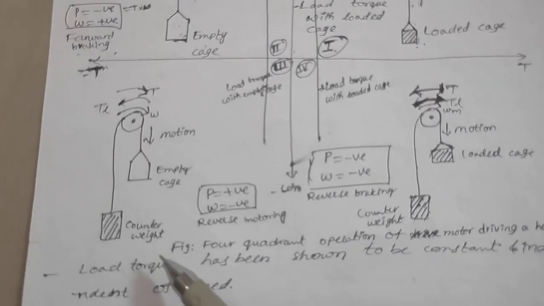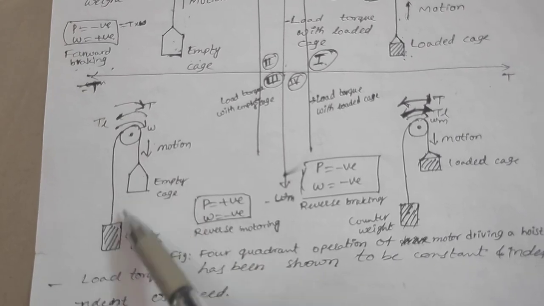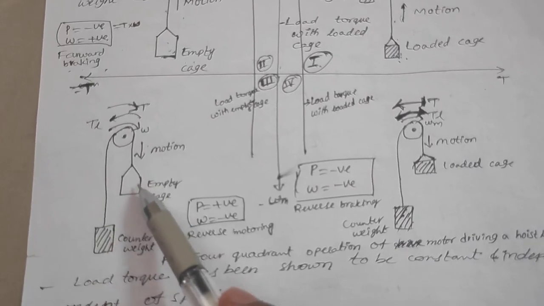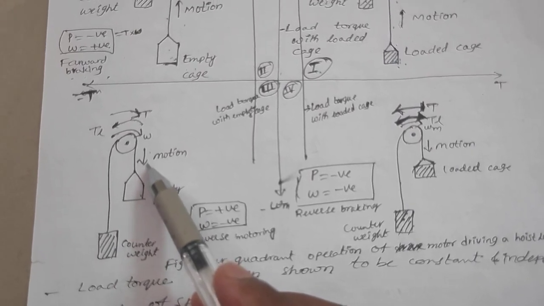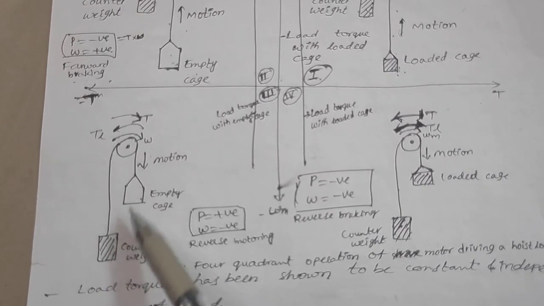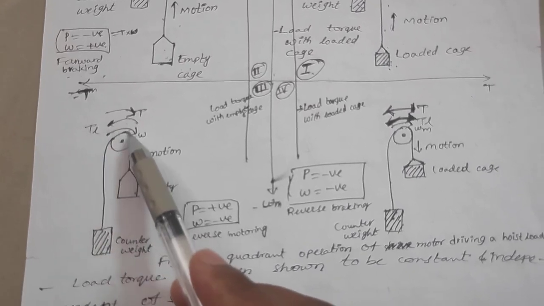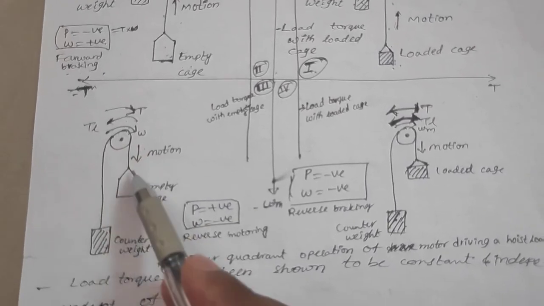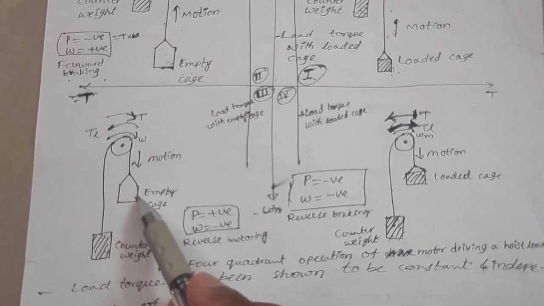Next, if we see the third quadrant operation, I simply moved the lift to the top floor. Now your counterweight will reach the ground floor. Here again I have considered the empty cage. Now this empty cage needs to move slowly in the downward direction by balancing this counterweight. Always at steady state your motor torque should be balanced by the load torque, or the load torque should be balanced by the motor torque. Okay. So here again, in this convention, the counterweight is on the left side and the empty cage is on the right side of the pulley.